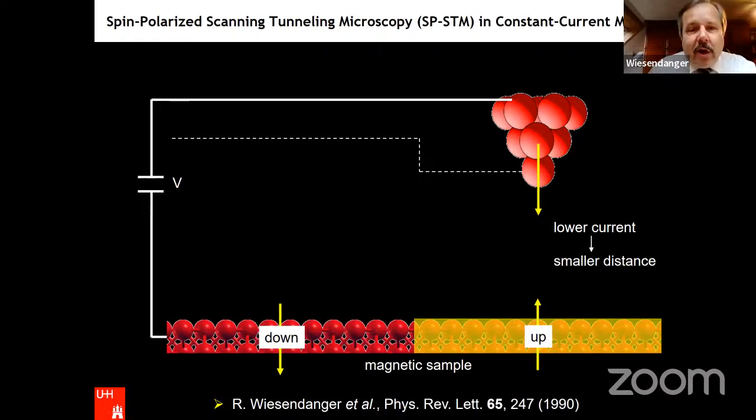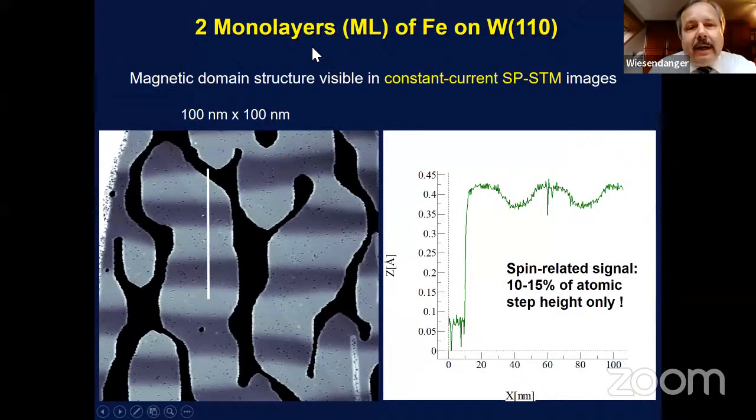One of the very early examples was the 2 monolayer iron film on a tungsten 110 substrate. Such 2 monolayers of iron on tungsten 110 are ferromagnetic and exhibit a perpendicular magnetic anisotropy. And here you can see such a constant current spin-polarized STM image. It's 100 nanometers times 100 nanometers in size. Here you see these double layer iron patches and you see clearly a stripe pattern. And this stripe pattern is actually related to a domain structure in these double iron layer patches.